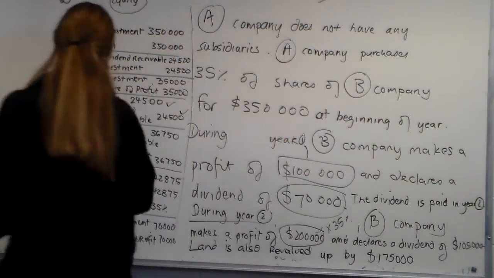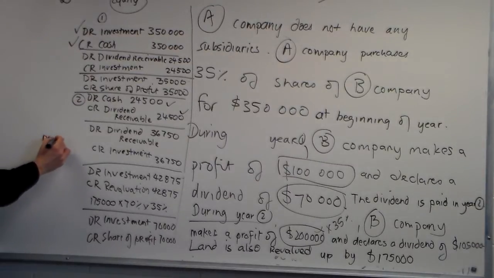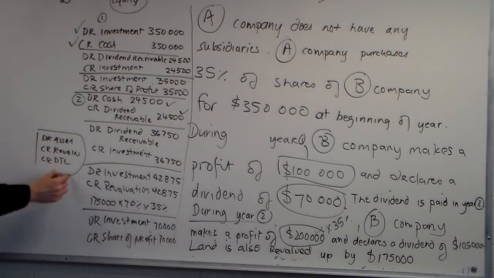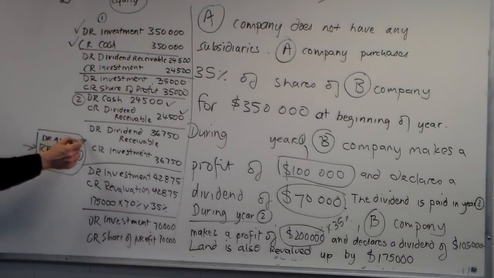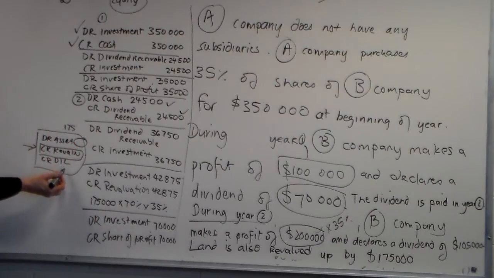So when we revalue, we always debit the asset, we credit the revaluation, and we credit the deferred tax liability. Okay? So if we want to get the actual increase in the equity, it's going to be the amount that the assets increase by multiplied by 70% because it's the after-tax effect. Remember, the asset figure will be 175. The deferred tax liability will be 30% of that. And this figure will be 70% of that.